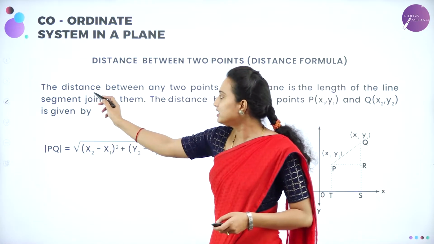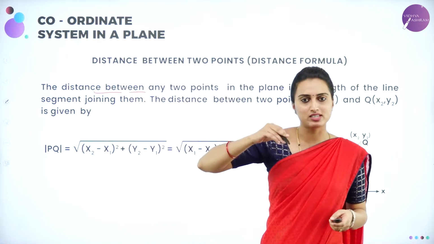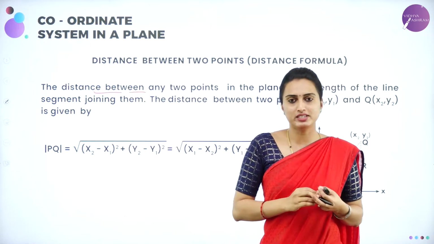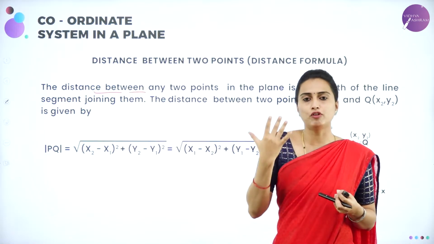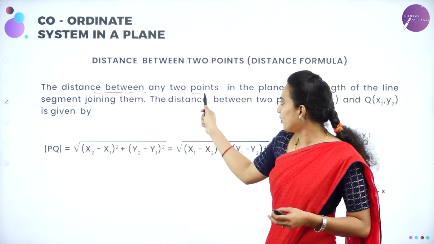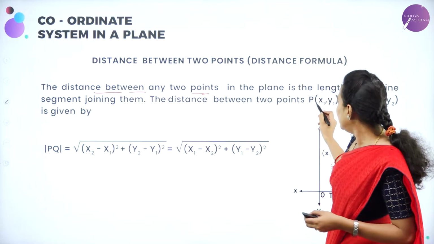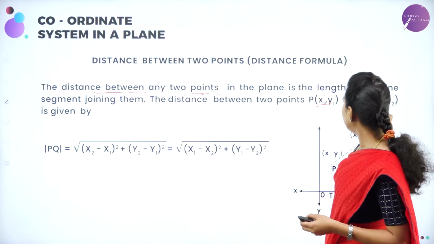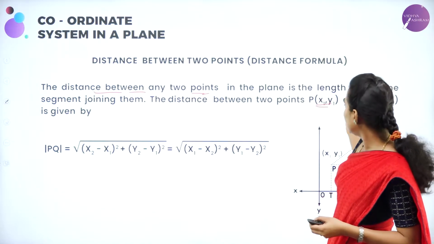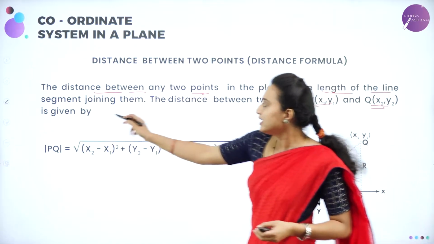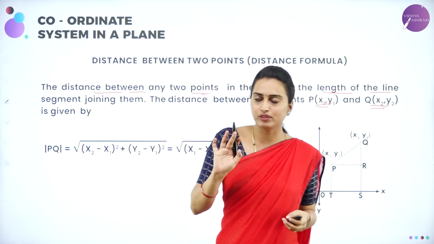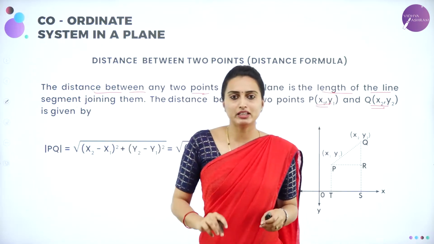Here, the distance between any 2 points. Suppose you want to find the distance between 2 points, how will the formula be? Let the 2 points be P of x1, y1 and Q of x2, y2, which is nothing but the length of the line segment joining them. So it is given by the formula.